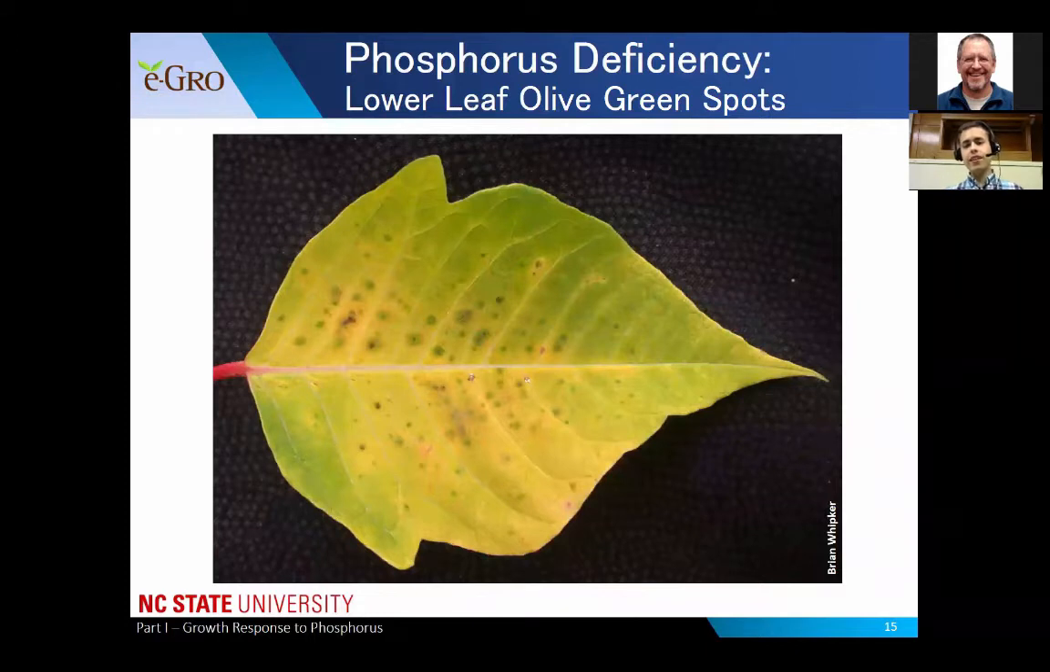Also, here is a slightly lesser known symptom of lower leaf olive green spots. So here is a poinsettia leaf that is displaying these olive green leaf spots within the central area of the leaf. And what we have found is that oftentimes when plants do not have that red or purple coloration that's typically associated with phosphorus, you get this chlorosis in the center of the leaf. And within the chlorotic region, you get these olive green leaf spots. So this symptom is not as well recognized, not as well understood, but it does tend to occur. So if you see these very defined little olive green leaf spots, that is quite possibly due to a phosphorus deficiency.